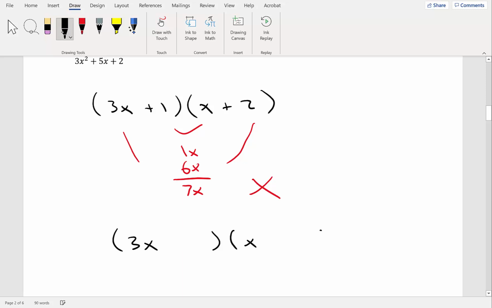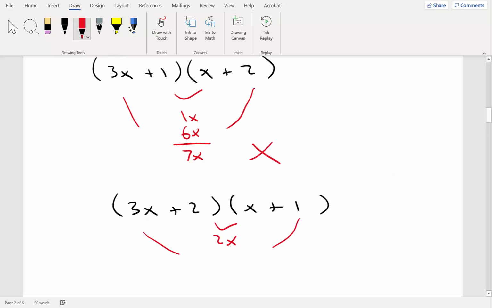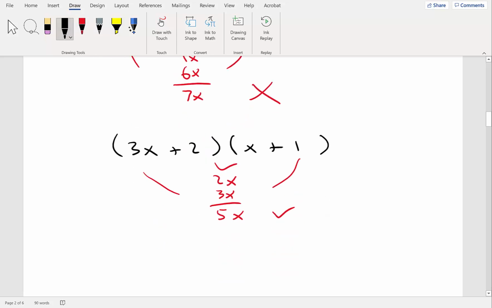Let's try positive 2 here and a plus 1 here. Okay, check the middle term. So we get 2x. 3x times 1 gives me 3x. If I add them together, I get 5x, which is exactly the middle term I was looking for. So this is the correct factorization: 3x plus 2 and x plus 1.